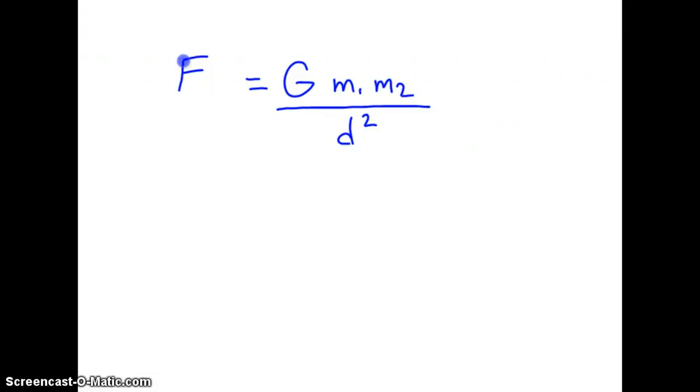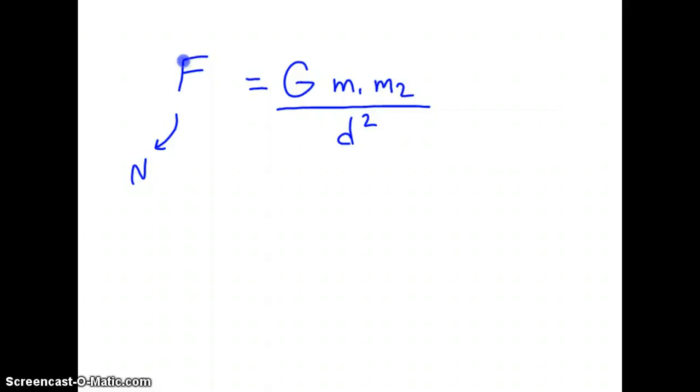Force in this equation would be measured in units of newtons. And remember, a force is just a push or a pull. So in this case, gravity is an attractive force. It is a pull that is felt by both objects. That pull would be measured in the units of force, which are newtons.